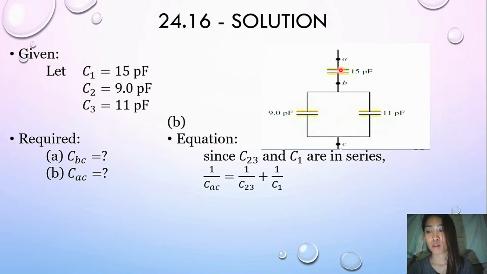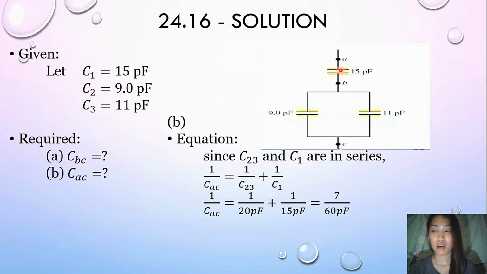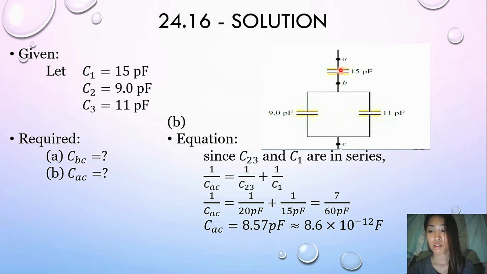Now we can plug our values for C23 and C1. We get 7 over 60 picofarad, and get its reciprocal. So C_AC is equal to 8.57 picofarad, approximately equal to 8.6 times 10 to the negative 12 farad. As shown by the result, in a series connection, the equivalent capacitance is always less than any individual capacitance.